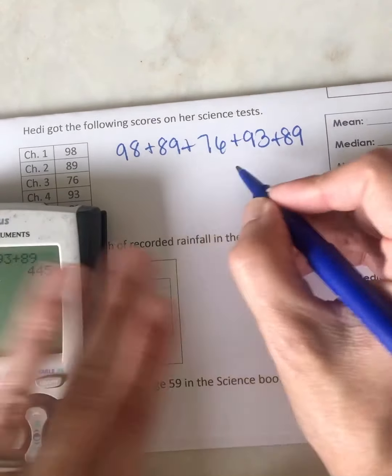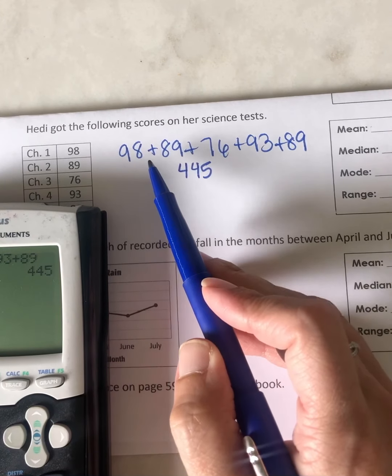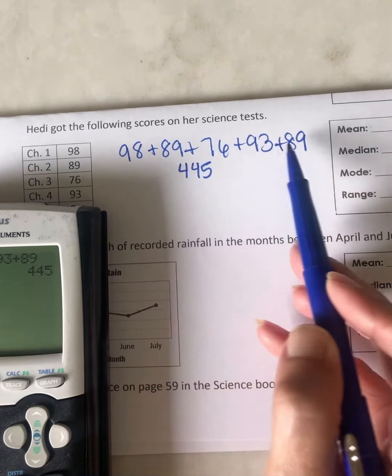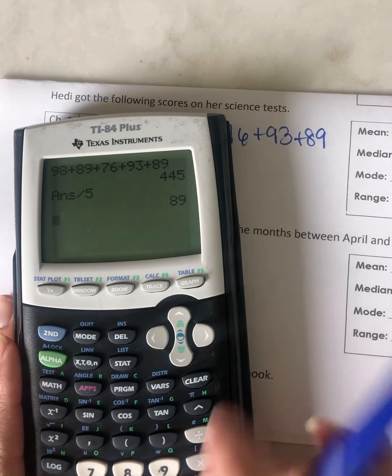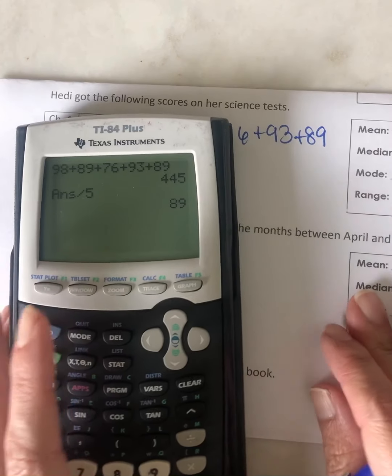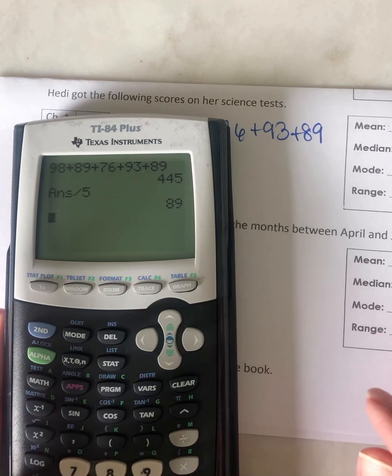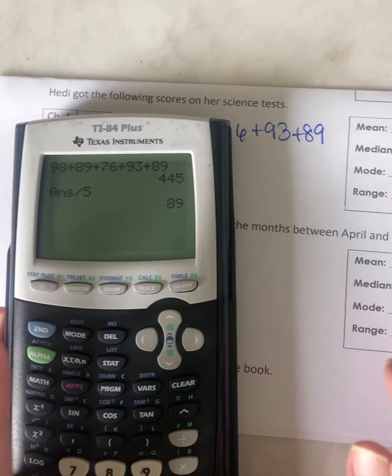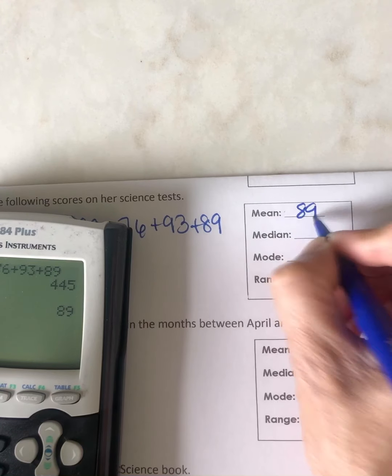So then I'm going to write 445. Then I take that total and divide by how many numbers I had. So 1, 2, 3, 4, 5 numbers. So I'm going to hit divided by 5, and it gives me 89. Okay, if it gave you a decimal answer, then you would just write the decimal. If it gave you a long decimal, just round it to the nearest tenth. Okay, but on this one, it gave me a nice friendly number. 89 would be my mean.